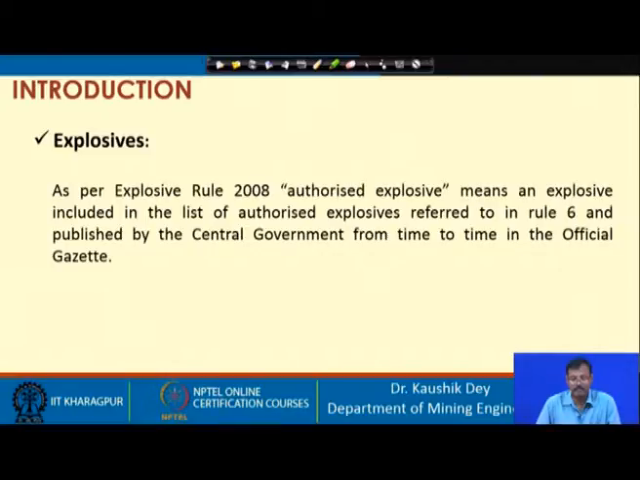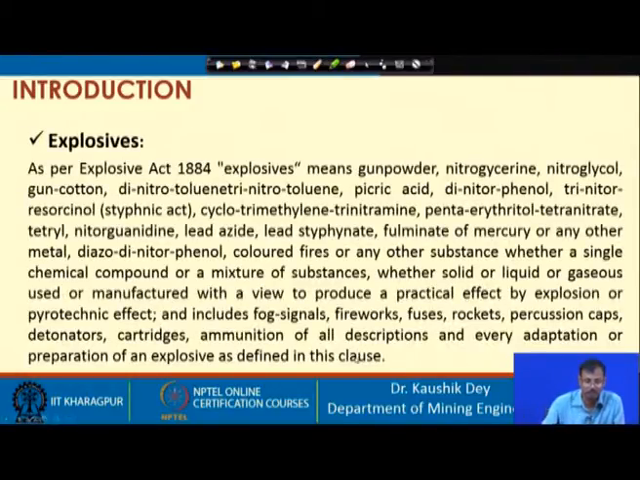That means, legally a substance is called an authorized explosive if it is listed in the government circular. So, this is the legal term, and I believe that any student may not draw any conclusion from this term about which one will be listed and which one will not be listed. Then let us see what the Explosive Act 1884 is telling about explosive.